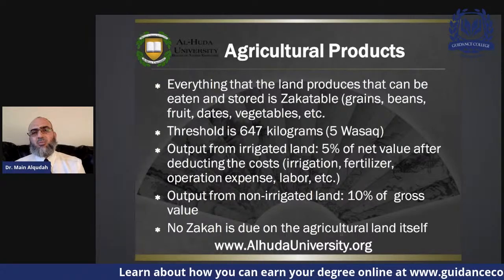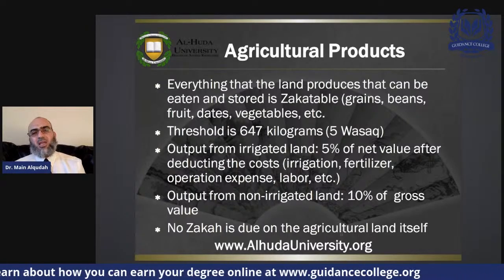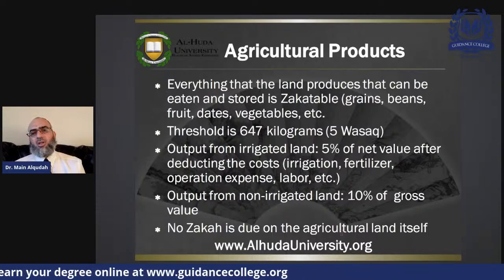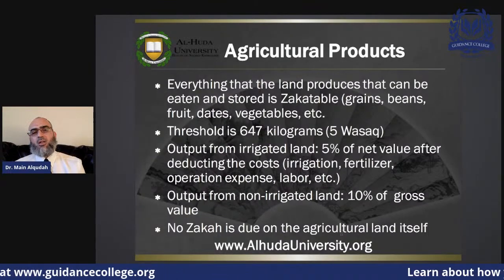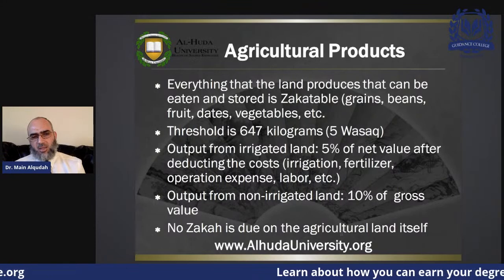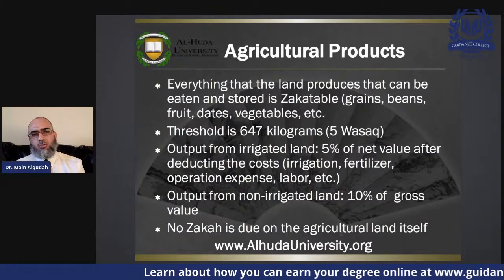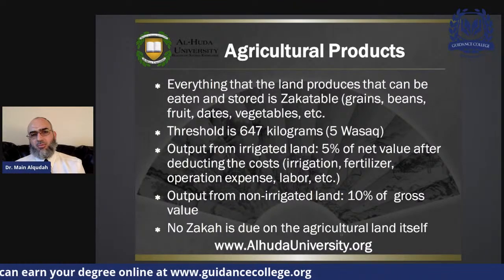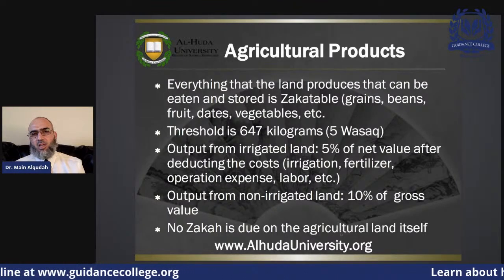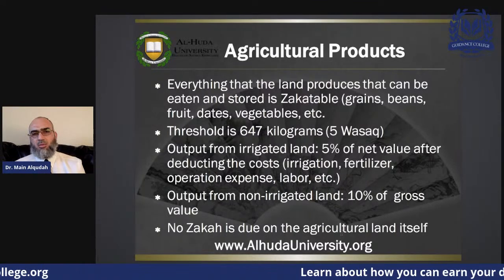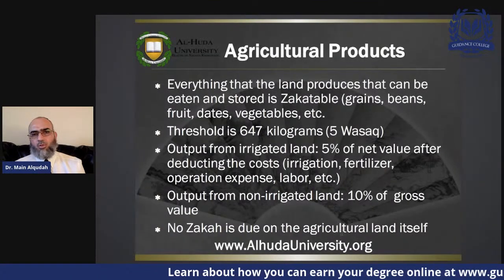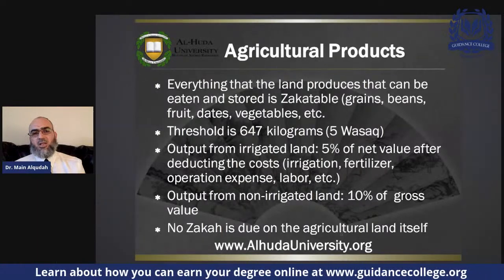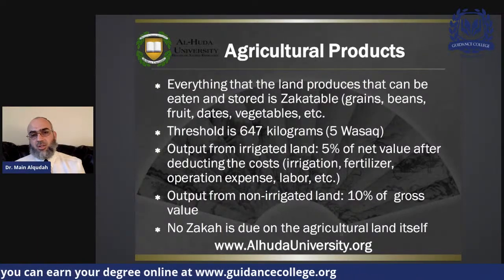everything that the land produces that can be eaten and stored, okay, ما يؤكل ويدخر, eaten, like something that's edible, and storable, that you can store for a certain period of time. Nowadays, everything actually is storable. You can just keep everything in the fridge for a few days. You can keep everything, like all the fruits and vegetables, maybe for months and months in the freezer nowadays.